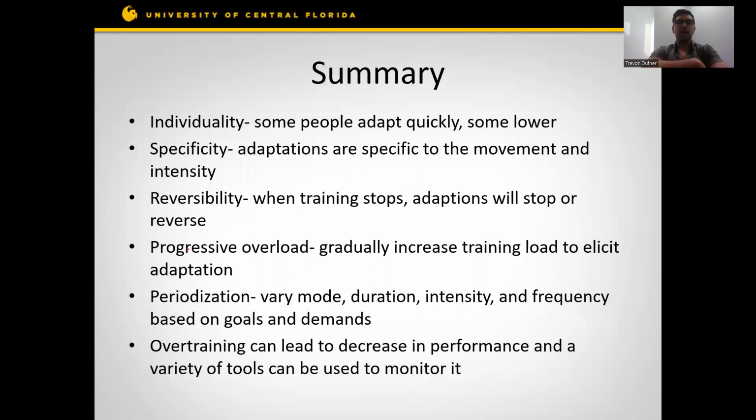And we're gonna skip over this too. So summary, right? For summary, we have our 5 principles: we have individuality, specificity, reversibility, progressive overload, and periodization. And overtraining can lead to a decrease in performance, and a variety of tools can be used to monitor it. And so with all these things, this is essentially saying, okay, now you know the physiology. How are we applying it to our individuals? And what are the fundamental aspects that we are following, certain principles, and how are we applying those to our training program.